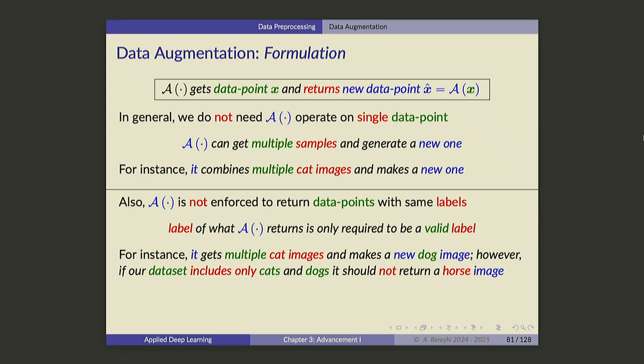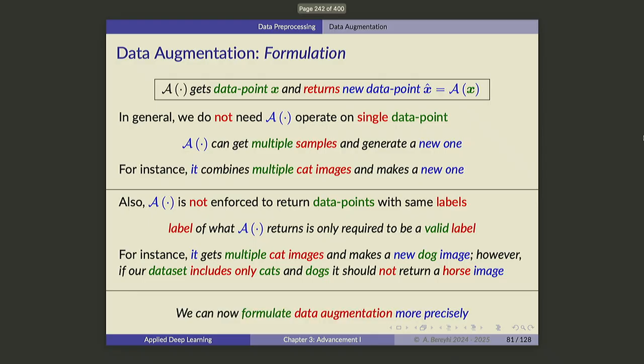It should be a cat or dog image. It should not be a frog image, because you are not working with the frogs here. So you care only about having a valid label. You need to have a valid label. You don't want to have an invalid label. So data set goes in, something comes out with a valid label.